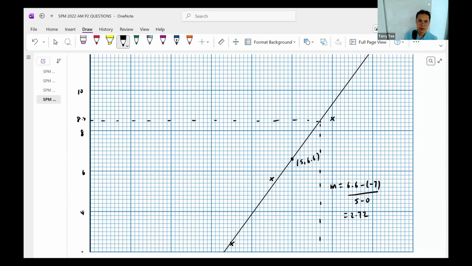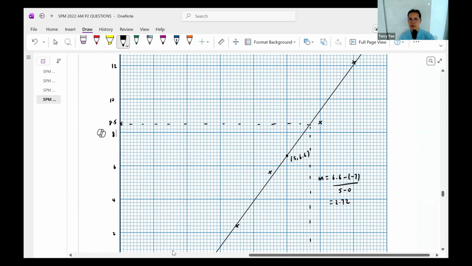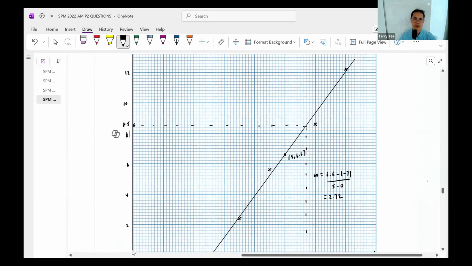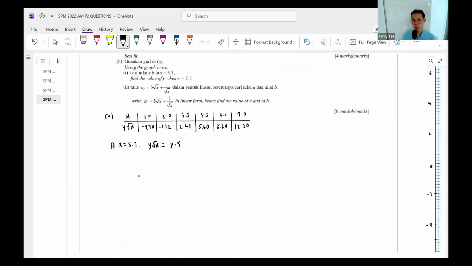This is 8.5. Okay, right. Your y square root x is 8.5. So go back to here from the graph, right? This is 8.5. But we're not done. We need to find your y value. Your x is square root 5.7 here. Okay, sorry. This one is y square root x. You are finding your y value.